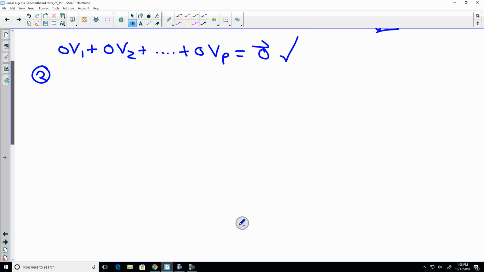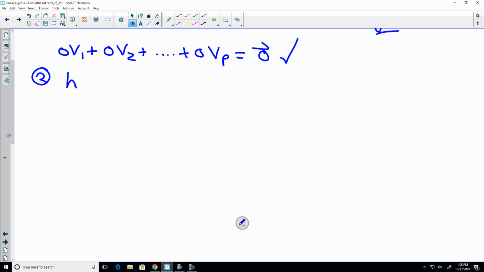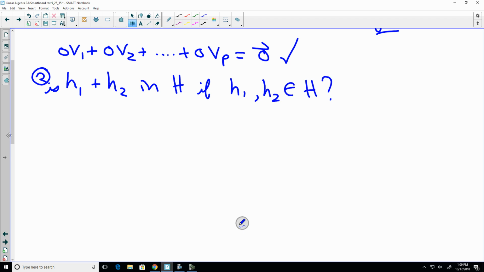The second thing we check is closure under addition. So H1 plus H2, is this in H, if H1 and H2 are in H? If I take two vectors in H and add them together, is it also going to be in H? Well, if they're in H, that means they're in the span of the vectors V1 to Vp. So both of them are linear combinations of those vectors.